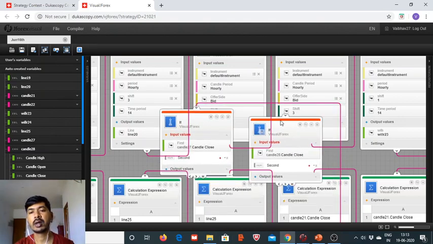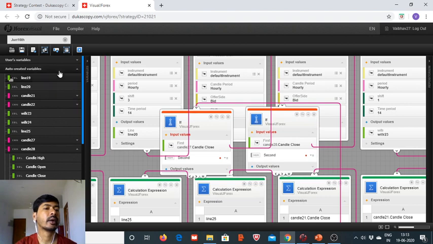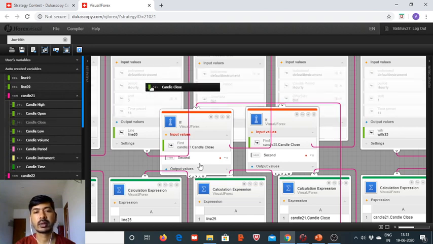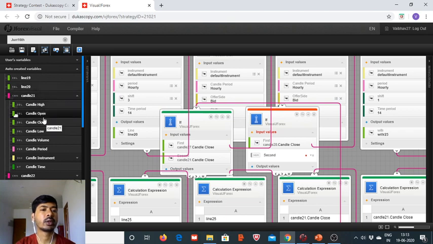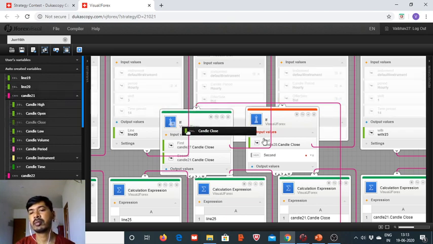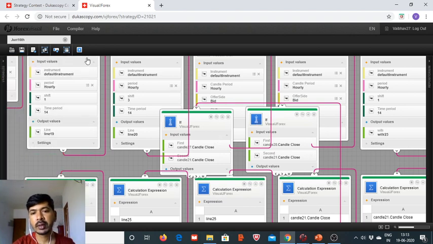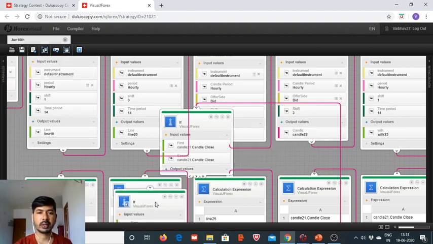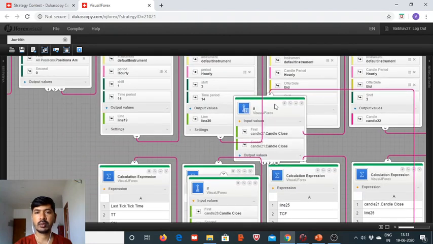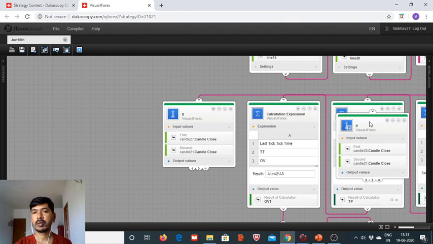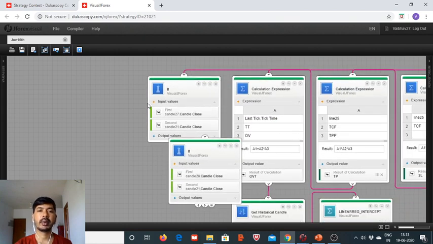So here we are, and we have to take candle 21's closing level in both the blocks. Okay, so all set. Now on these conditions front, we can now bring in the pending open.